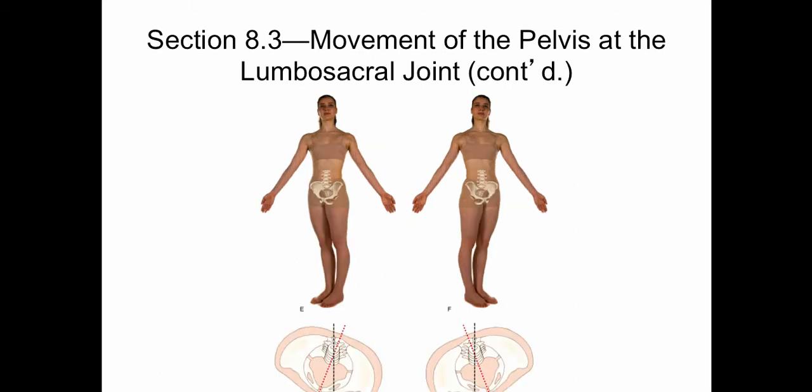The pelvis can rotate to the right or the left in the transverse plane around a vertical axis. Movement of the pelvis at the lumbosacral joint is an example of reverse action because people must often think of the trunk moving relative to a fixed pelvis rather than the pelvis moving relative to a fixed trunk.